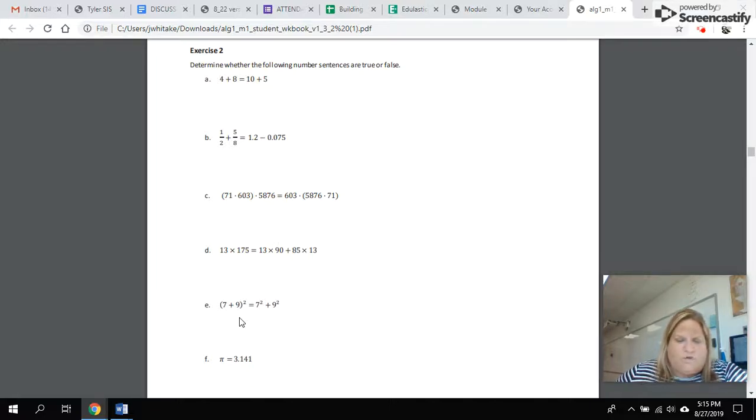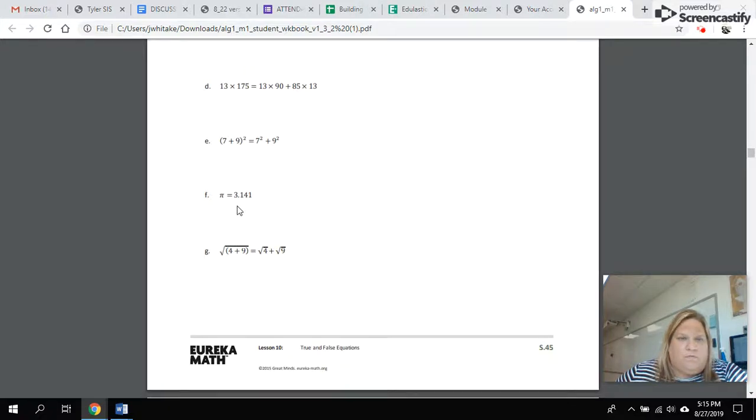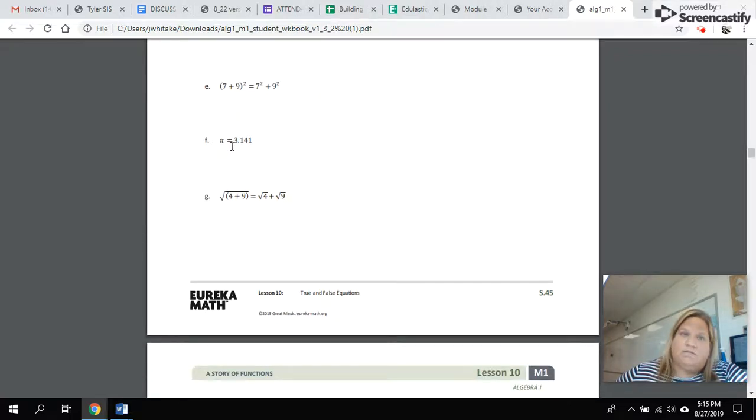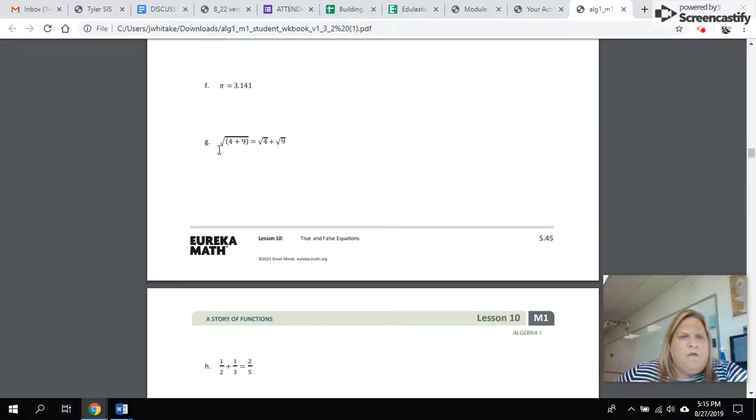E is false. F, pi equals 3.14, is actually false because you should recognize that pi is a number that never ends. So this is just what we would do to shorten it, but that is not what pi actually equals. It is a number that will just keep on going. So that is why that statement is false. So if you said true, sorry, hope you understand why.